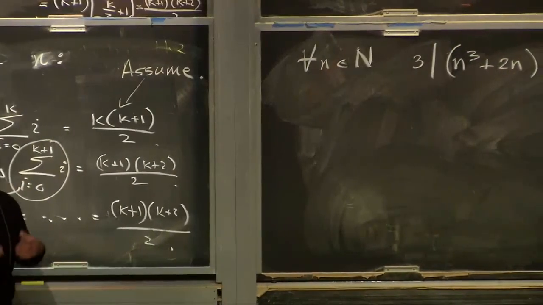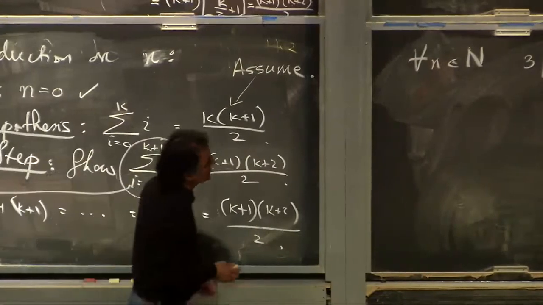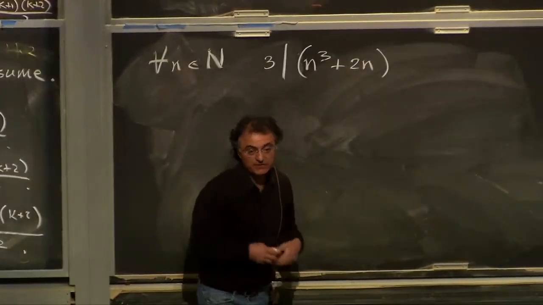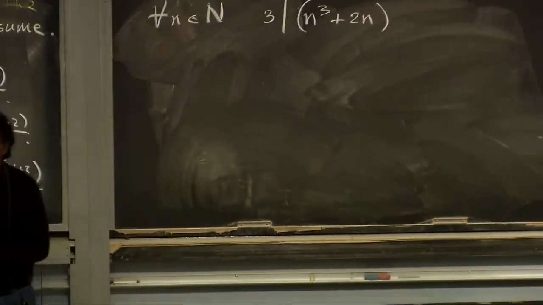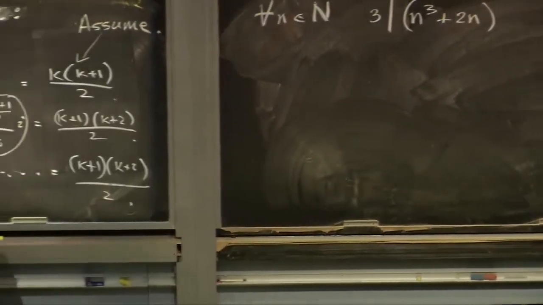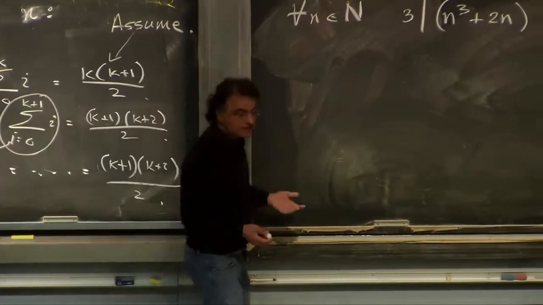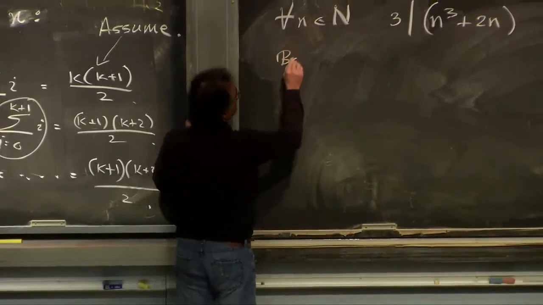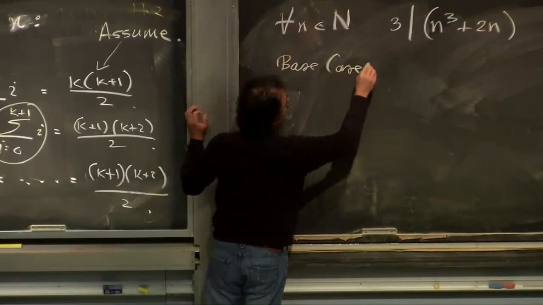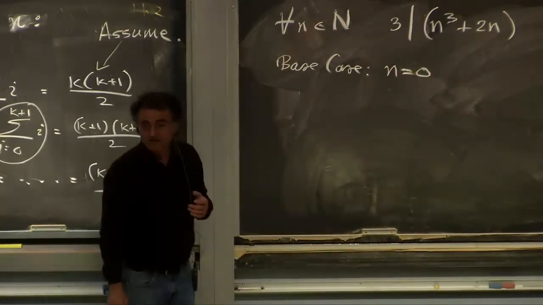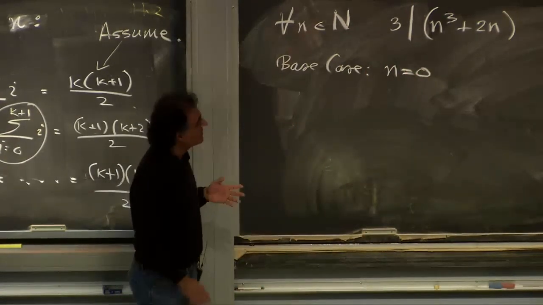Okay, so let's do another one. n cubed plus 2n is always divisible by 3. So proof by induction, base case, n equal to 0. That's trivial, right? Because everything divides 0.